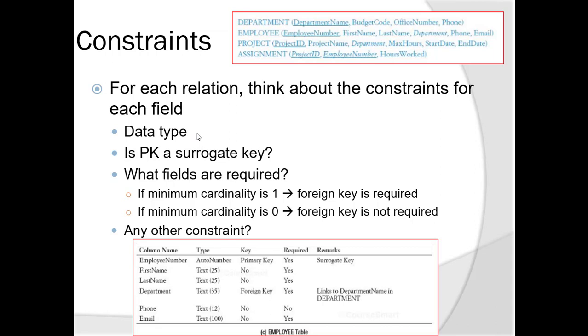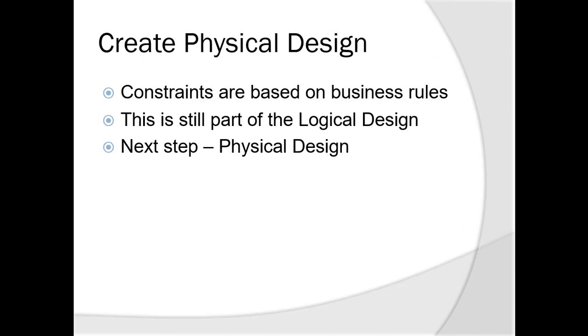What's the data type? Is the primary key going to be surrogate? What are the alternate keys? What's the minimum cardinality? That's going to determine whether the foreign key is required or not required. And you may have other constraints. Constraints are based on business rules.